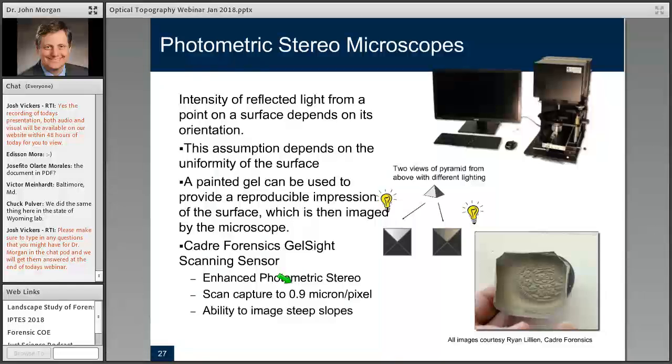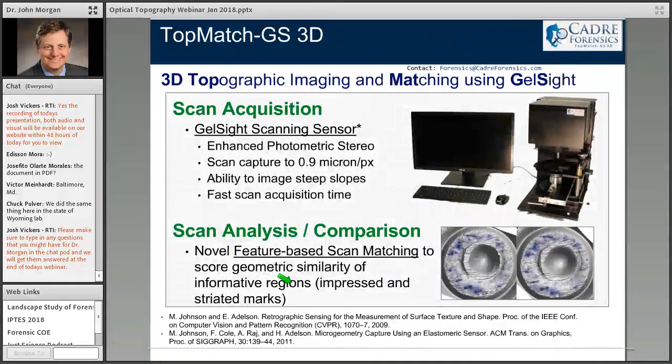The one drawback is that the photometric stereo microscope varies with respect to the color as well, right? The dark or light. And so they use these gels on top of objects. They get a gel impression of the object and then make the image off of that. And here you can see they use an Oreo cookie to make a gel, and it's actually quite accurate how that works. And again, if you have a chance to go to IPTIS or to listen in to the presentation, Ryan Lilien is going to be talking about the GelSight system and how they're developing it.